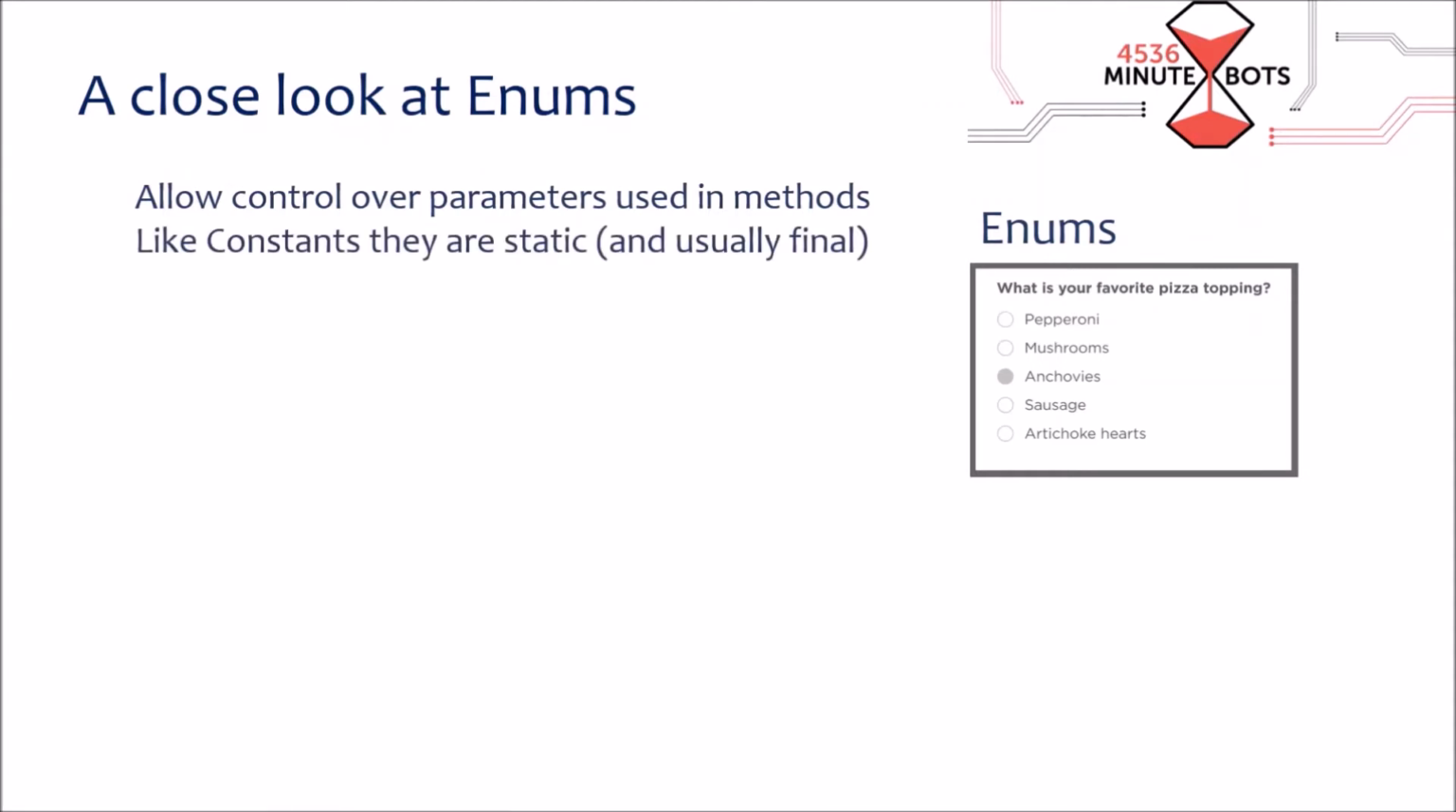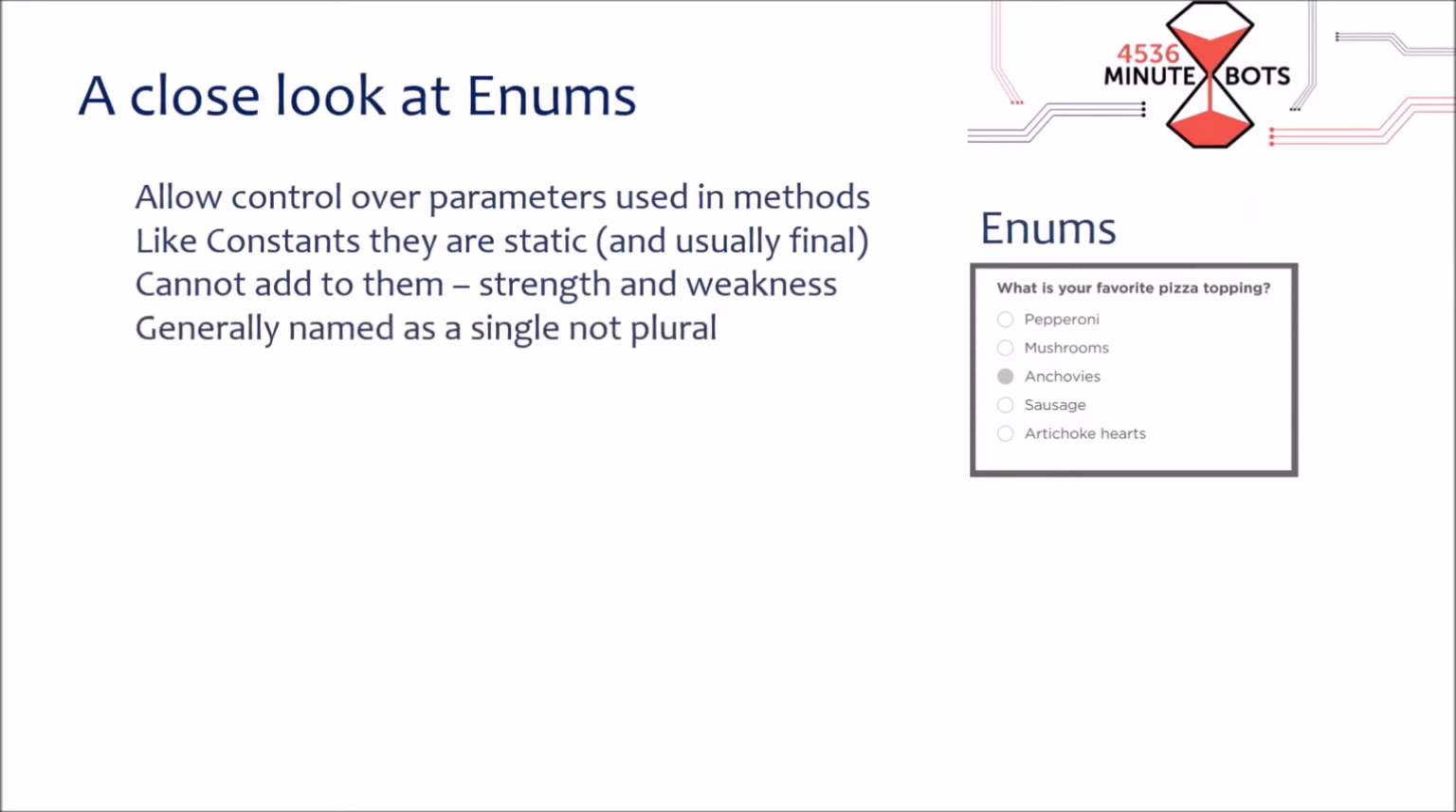Like constants, they are static, as I mentioned, and they are usually final. This means that you do not have to instantiate anything to access them. You can just access them directly, and we'll do that in the video when we access direction. They're a multiple choice option, and you cannot add options or take them away. That's both a strength and a weakness. And when you name them, again, this is naming convention, they're singular, not plural. So DayOfWeek, not DaysOfWeek.